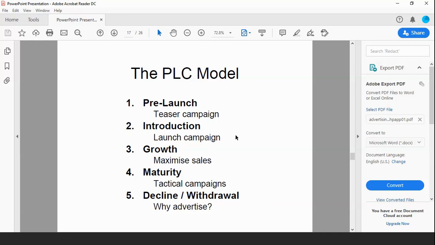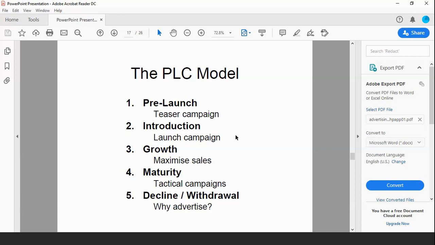In the growth stage, we should have a campaign to maximize sales, which means we are talking about more persuasion than influencing people, talking about the product and how you can get more of this. In the maturity phase, we have more tactical campaigns, which means we want to establish this as a norm in their daily life, so that they keep on buying this product again and again.